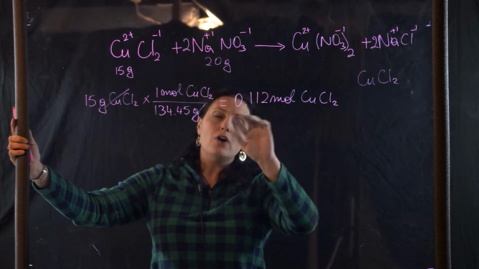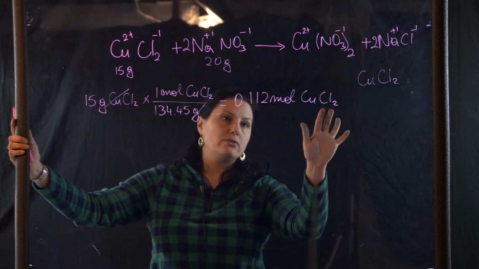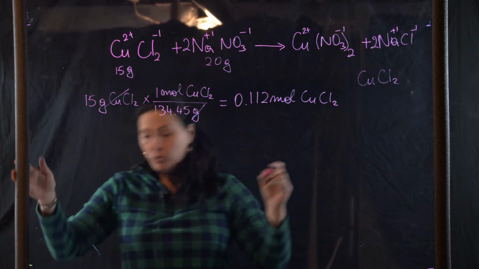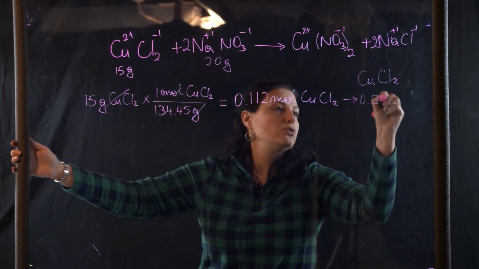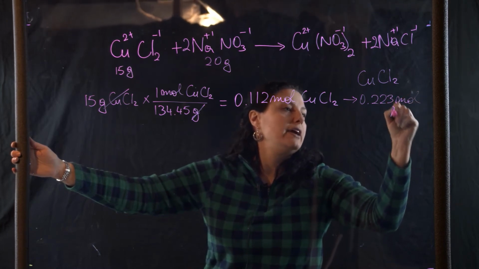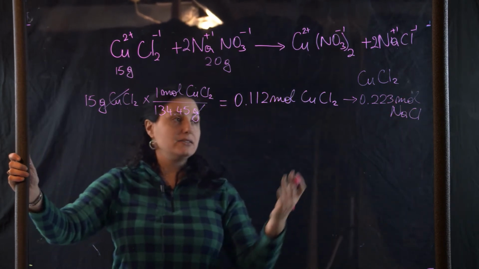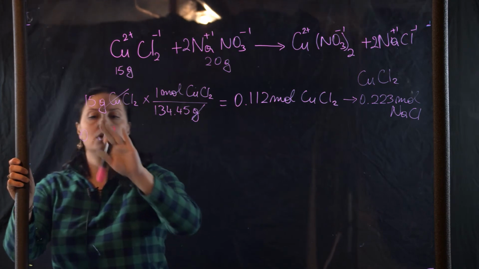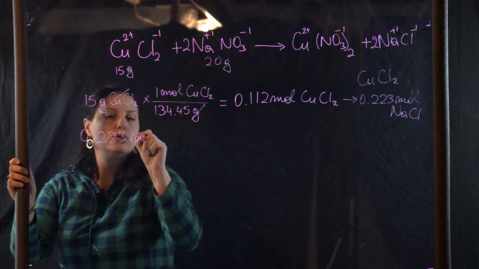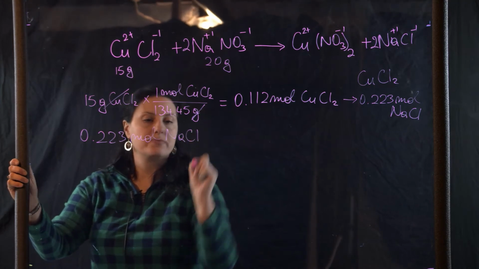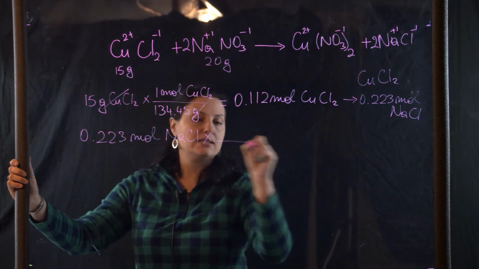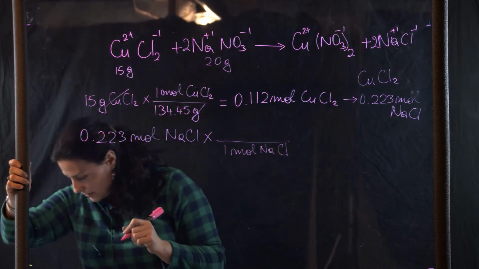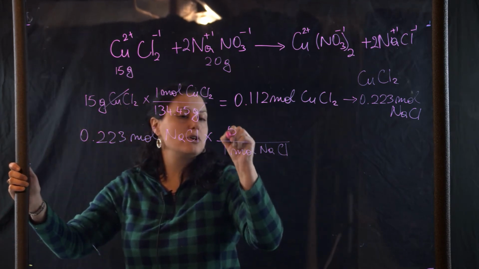So if all this 0.112 moles of copper(II) chloride reacts, it would make, where is it? 0.223. We said it would make 0.223 moles of NaCl. Now I need to find how many grams of NaCl that is. So I start with 0.223 moles of NaCl. To convert this to grams, I use the molar mass. 1 mole of NaCl weighs 58.44 grams.